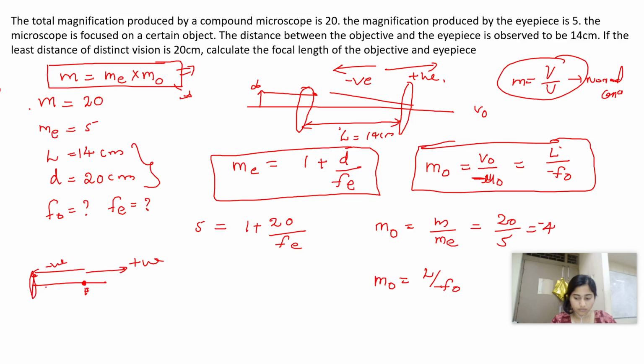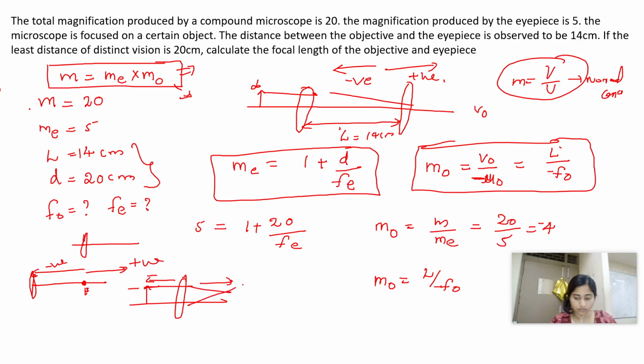Objective will be on the left side. Like a normal lens, a single lens, your object will be on the left side and light passes through it and focuses somewhere here, right? So this will be the negative side and this side will be the positive.